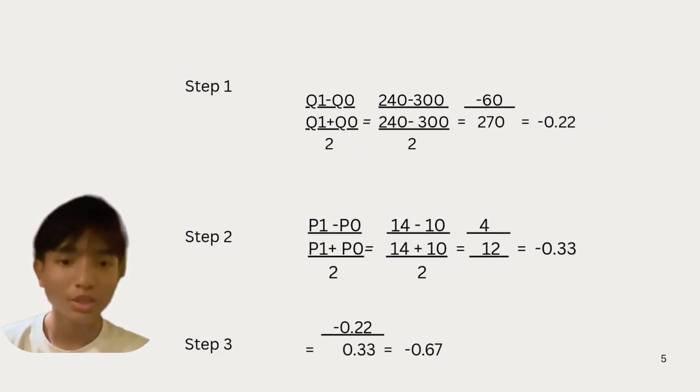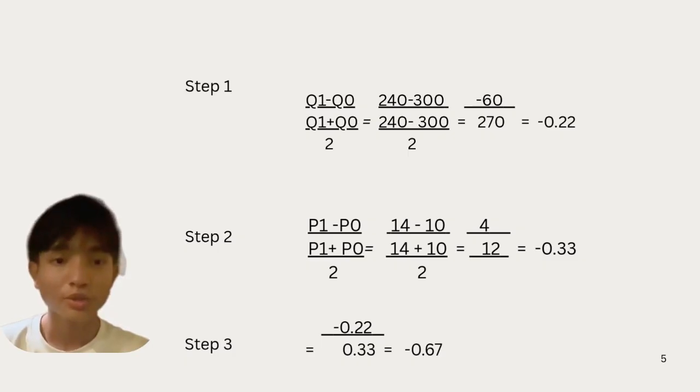Okay, and this is how to calculate, step by step. Step 1, calculate the percentage change in quantity of A. The change in quantity of A is Q1 minus Q0, which is 240 minus 300, same as -60. The average quantity is 240 plus 300 divided by 2, which is 270. The percentage change in Q is -60 over 270. The quantity demanded for A decreased by 22%.